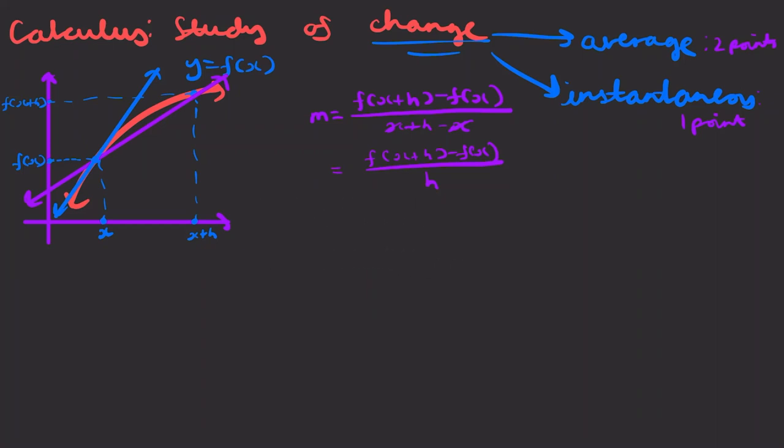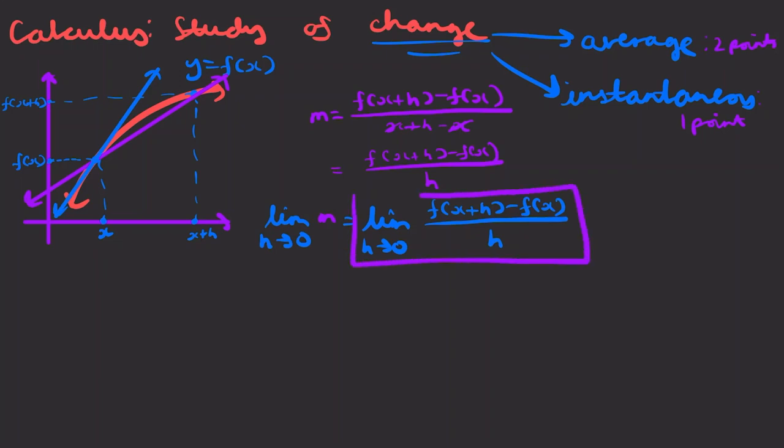Well, the reason for this is, if we can take the limit of the average gradient function, or otherwise what we define as m, and we derive this formula, the limit as h approaches 0 of f of x plus h minus f of x all over h, then we have just derived a formula for what the instantaneous rate of change at any point on a graph is.